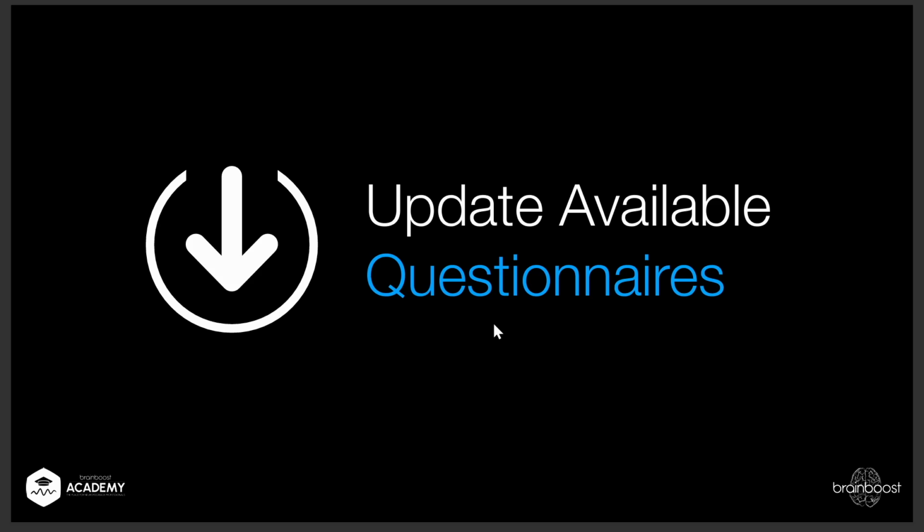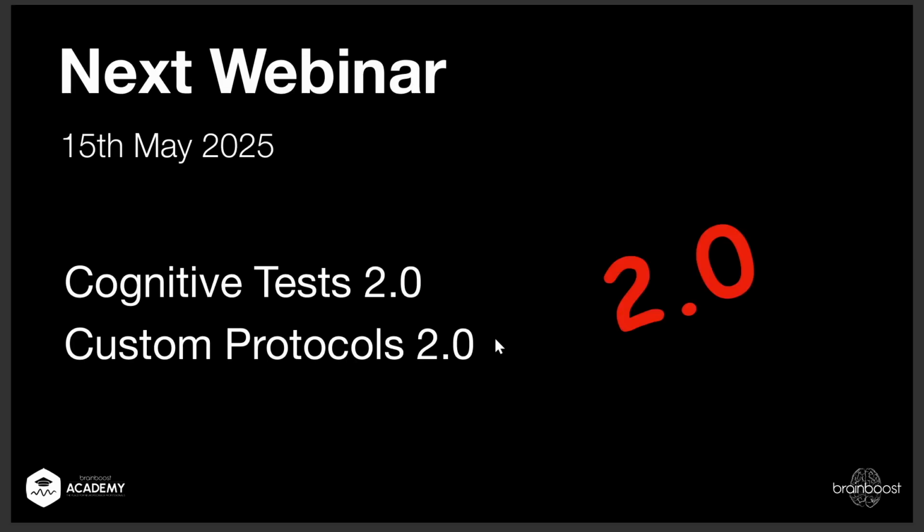And now the question of the day is also, what is the next webinar going to be about? The next webinar is going to be a very cool topic. It's about cognitive tests 2.0 and custom protocols 2.0. So sorry, first of all, there will not be new cognitive tests. You're going to have to deal with the 5 cognitive tests we have. Hopefully they're enough for you.